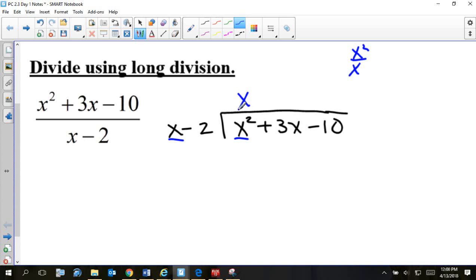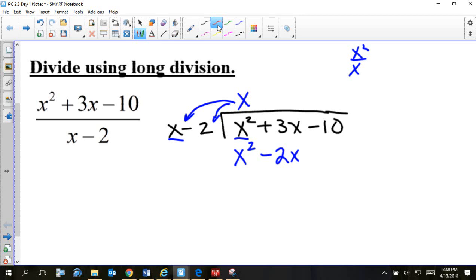So that's divide. Then multiply. You're going to multiply that x by both terms out here. You're going to distribute it. So we'll get x squared minus 2x. So we did divide, then we did multiply.